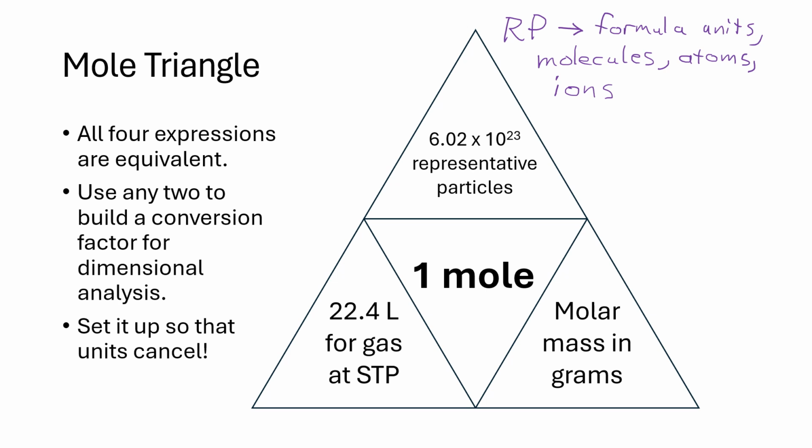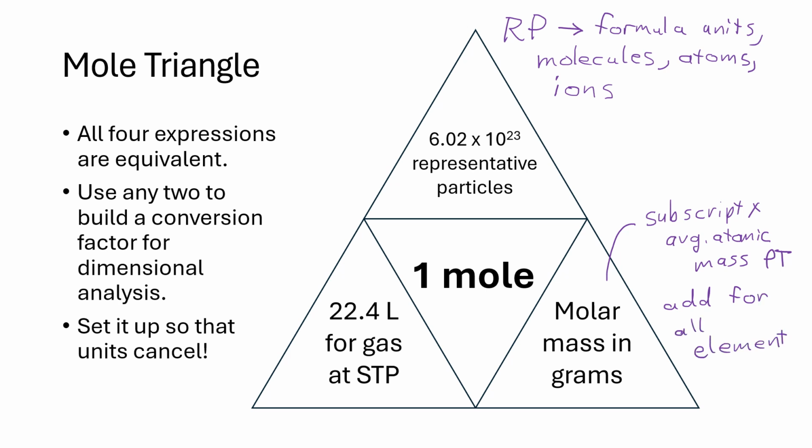Let's see, we also have in this chart molar mass. Molar mass is where you're going to take the subscript on any element in the formula and multiply it by the average atomic mass from the periodic table. All right, so that's something we're going to get from the periodic table, and then you add that up for all of the elements in the compound. This is one thing that's easier to do than to describe how to do.